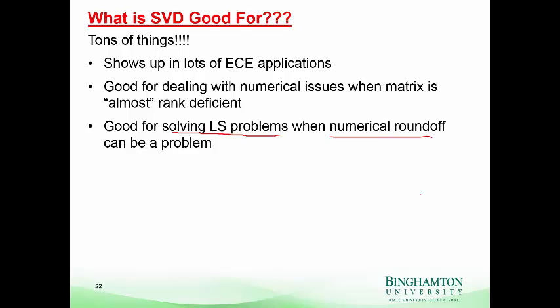There's actually a book called Numerical Recipes that has an entire chapter on least squares. And basically they get to the point where they say, listen, if you're writing code to do least squares, you ought to be using the singular value decomposition to do it.